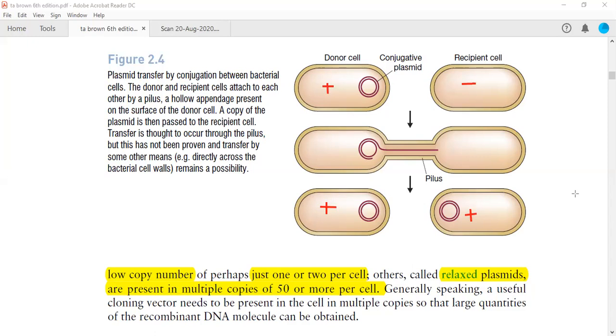So for now, because this F plasmid is present in the donor cell, it will help in formation of this transfer tube, the pilus. The copy of the F plasmid will be transferred to the recipient cell, and ultimately the recipient cell will also become positive, or it will also become a donor. Then it will donate the plasmid to some other bacteria which is recipient in nature.